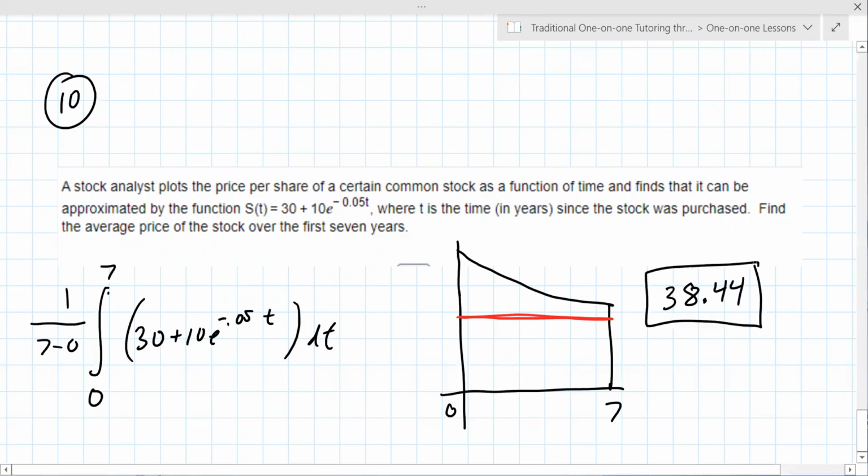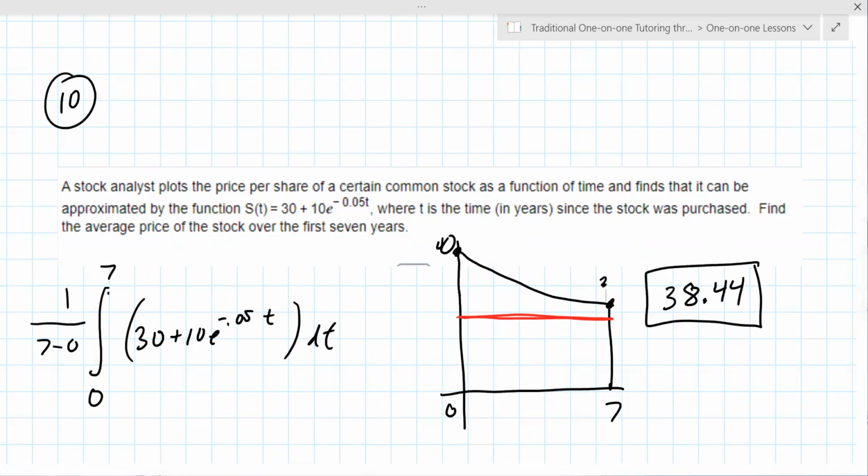38.44. So that's the average value of the stock, but it started at 40 and it's going to approach 30. So that's pretty bad. I mean, you wouldn't want to buy that, unless you thought it was going to go up for some reason.